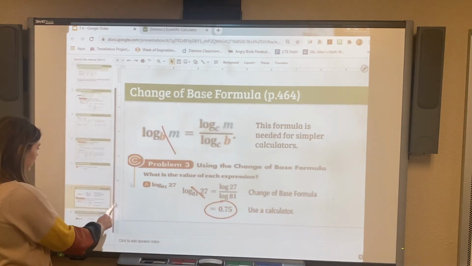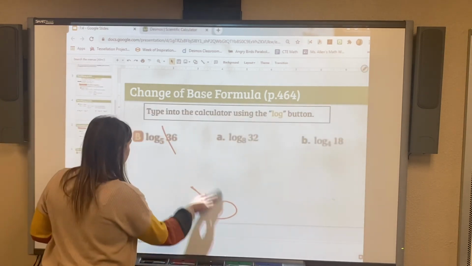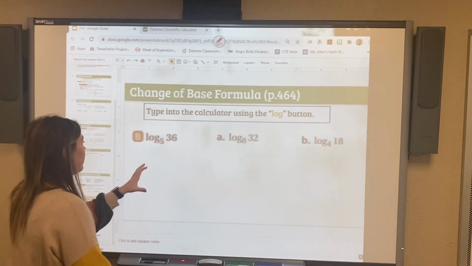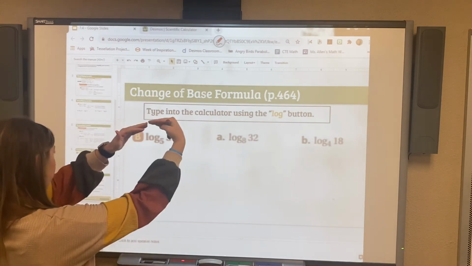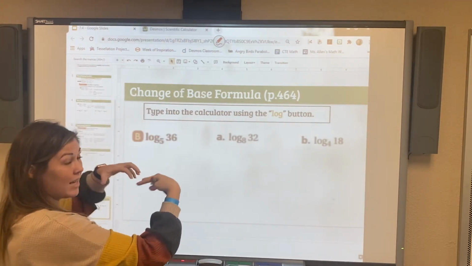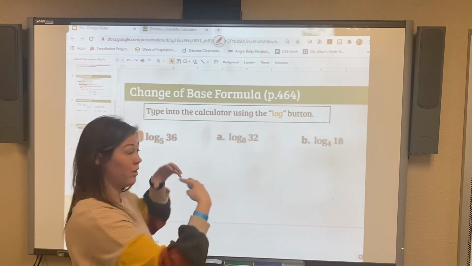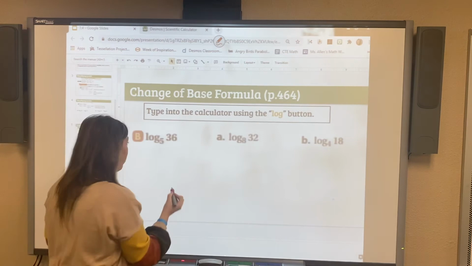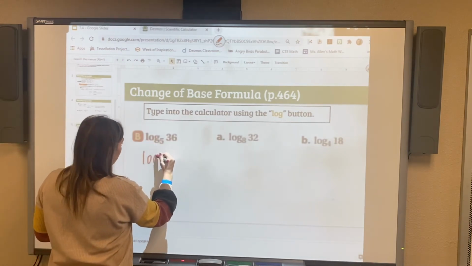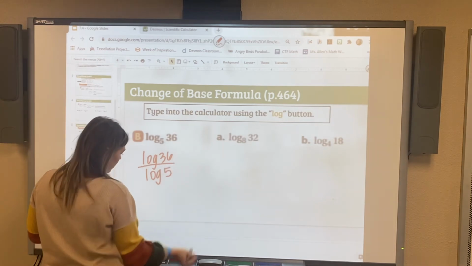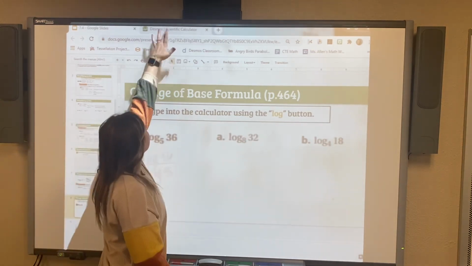Okay, we have 3 examples. So we're going to use the change of base formula. If you see here, if you have log base 5 of 36, you see that 36 is above the 5, that's how we write our fraction out. The 36 goes on top because it's bigger and it's above it. That's how I always remember it. So we have log of 36 divided by log of 5. Okay, so let's go to our calculator.